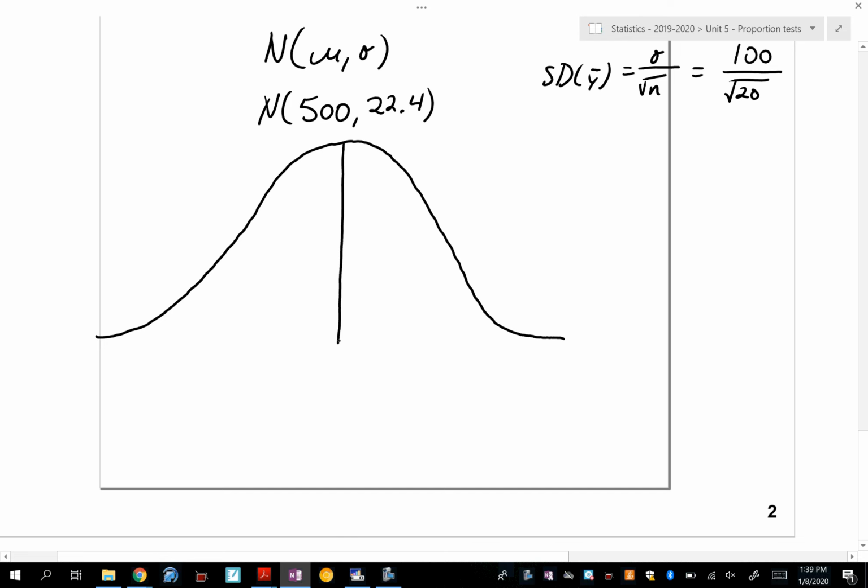What's going to go right down the middle? Very good, 500. How many standard deviations do I care about in both directions? Three. So I'm going to go 1, 2, 3. Okay, so 500 plus 22.4, plus another 22.4. I also want to go the other direction. Subtract the 22.4.